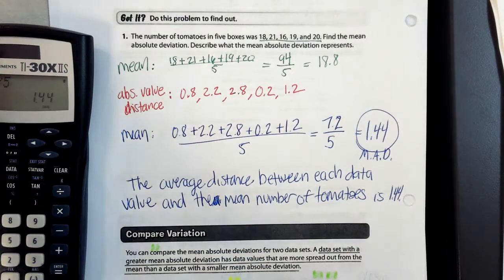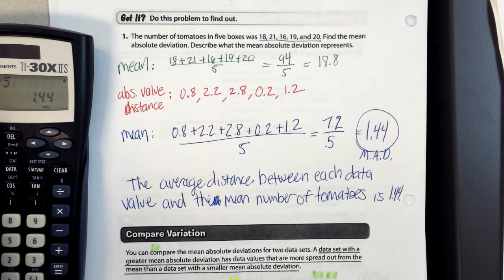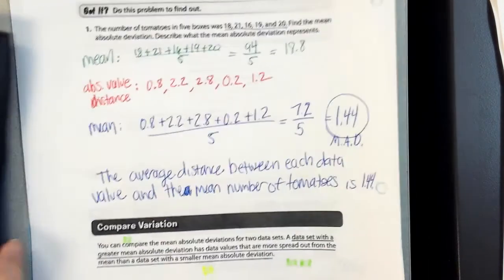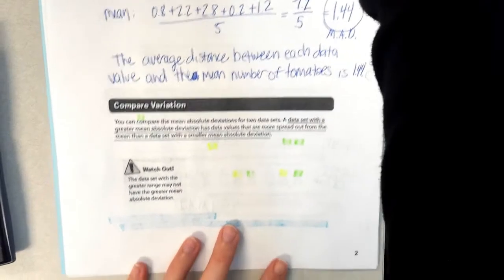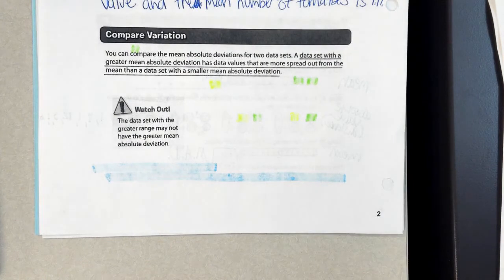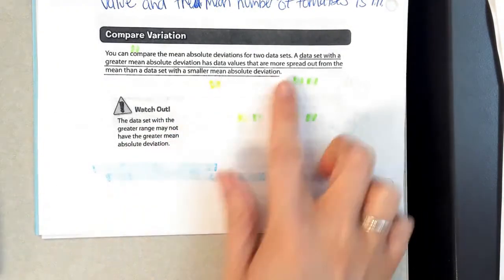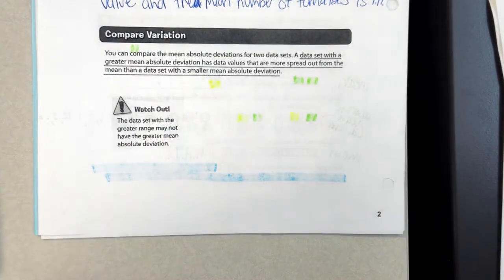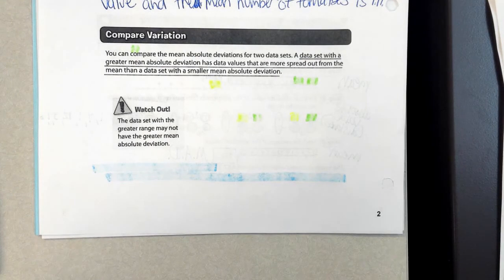Okay? Now, one thing you need to make sure you understand with this is that having a smaller mean absolute deviation means that the numbers are actually closer to the mean, where having a larger mean absolute deviation means that the numbers are more spread out or varied compared to the mean. Okay, so that's what it's explaining here. A data set with a greater mean absolute deviation has data values that are more spread out from the mean than a data set with smaller mean absolute deviation.